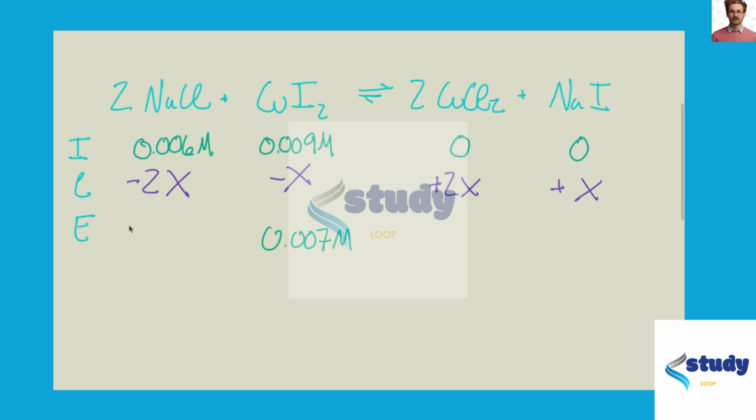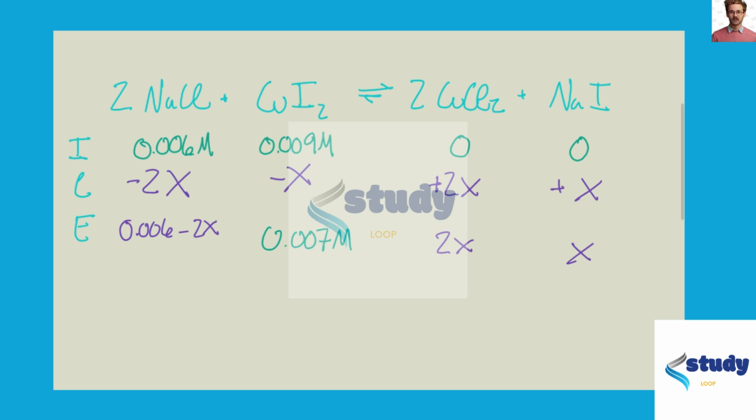So all we have to put here is 0.006 minus 2x. And then here we just have to put 2x, and here we just have to put x, because we started with 0. So at equilibrium, we should expect to just have however much the reaction went forward, essentially.